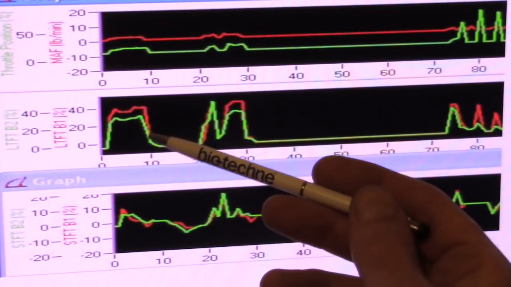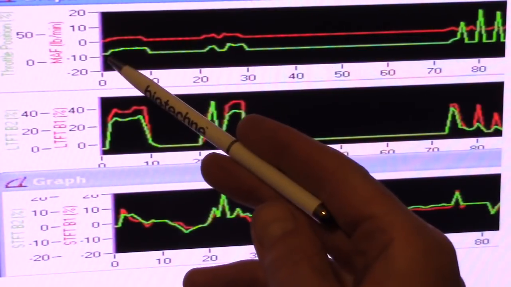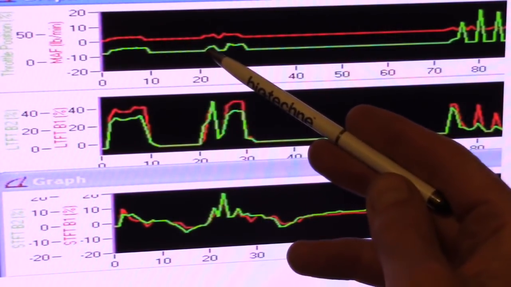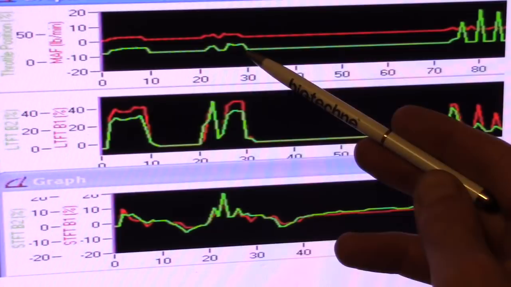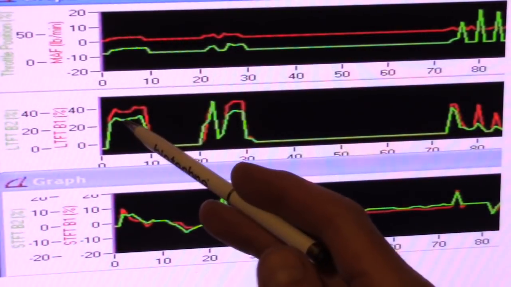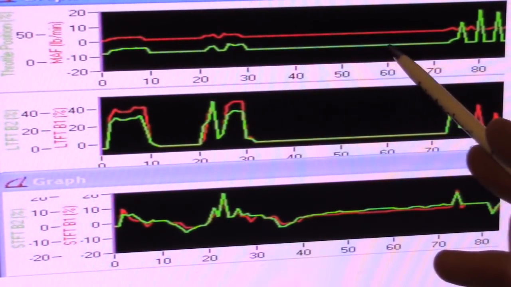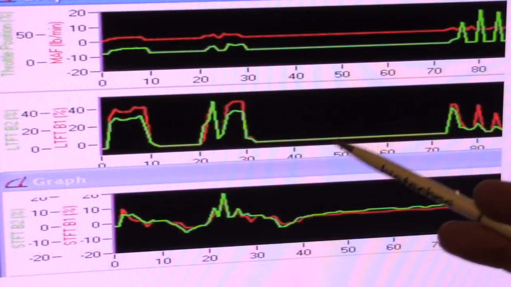But what we can see here with the dirty mass airflow is exactly what I had described. As we increase even just very slightly in throttle position, look at the very high responses that we're getting from the long-term fuel trim on both banks. And then we can see that when we're at idle, the fuel trim is actually perfectly normal.